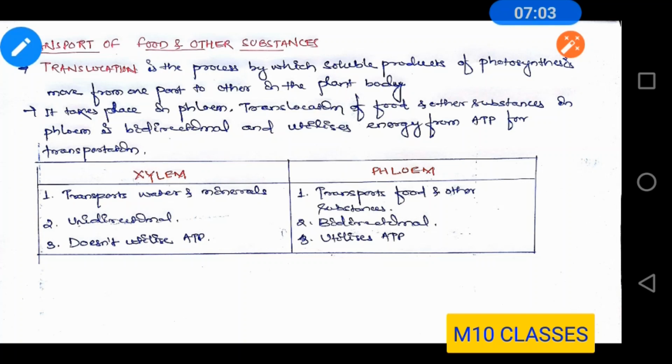In the phloem, the movement of these materials is bidirectional, that means it goes upward or downward or both. So in this process, for the transportation of these food materials, phloem utilizes ATP energy. Okay. Now what happens? There would be a requirement of this nutrient at some point.